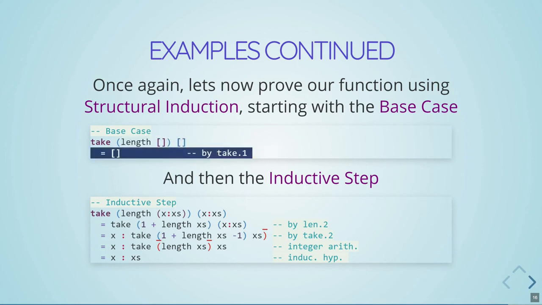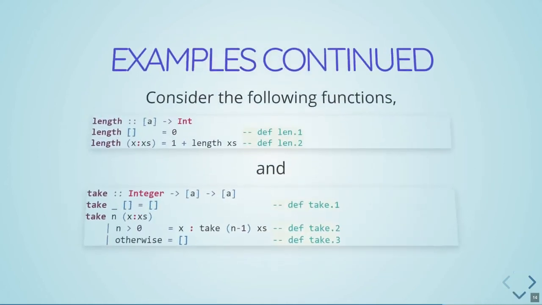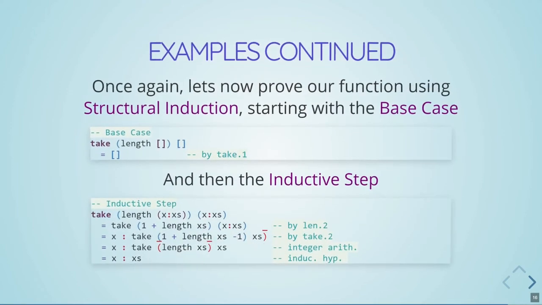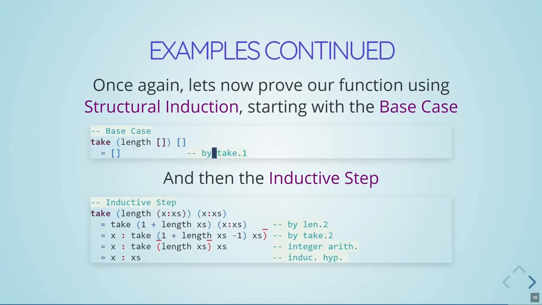Then if we look back at our equations, take 1, we know that taking anything from the empty list is just going to equal that empty list again, right? So easy peasy. In that one step, we've proved our base case. Now, the inductive step is going to be a little bit more complicated, but we can get through it.